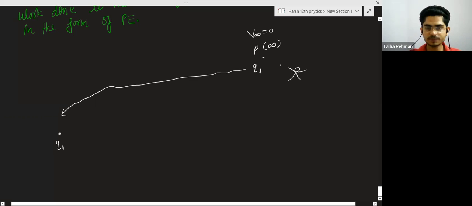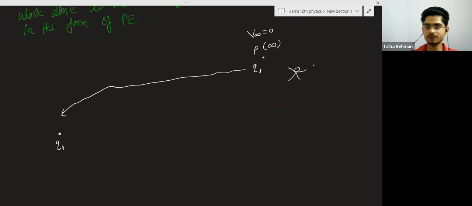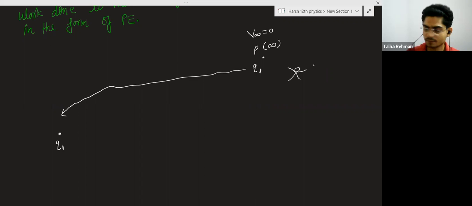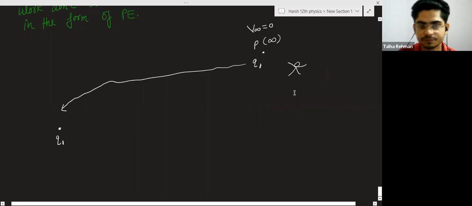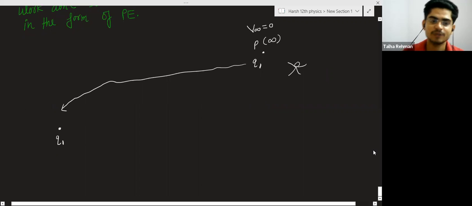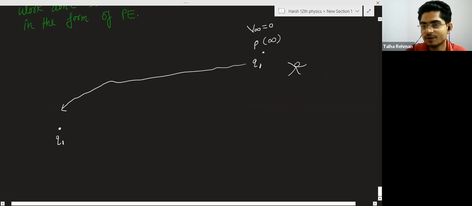How much work has this person done? Can you tell me? No work done. Work done is 0. Why? Now I am telling why. How can work done be zero? Because it's not against the gravity. Actually, one thing: now we are not in mechanics.